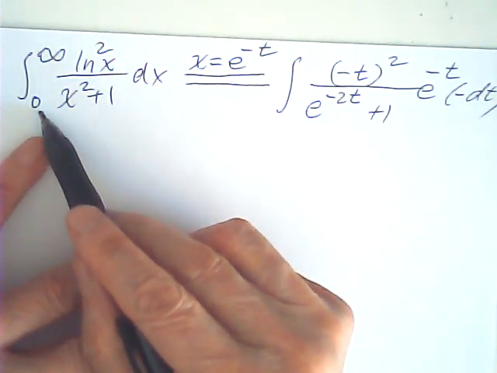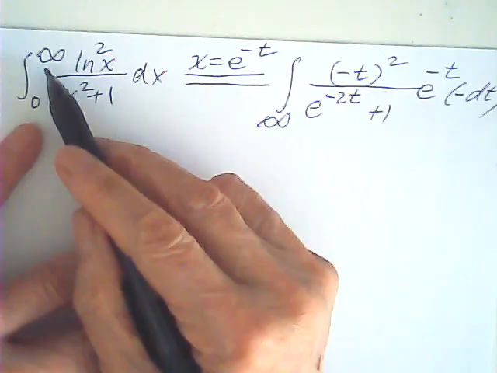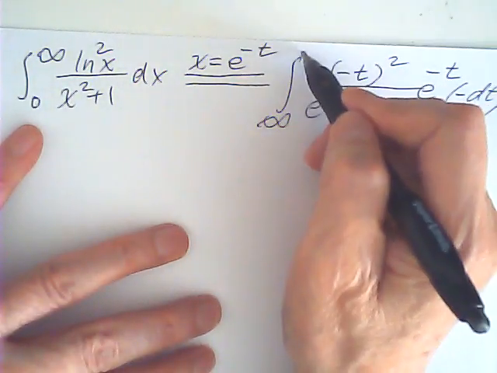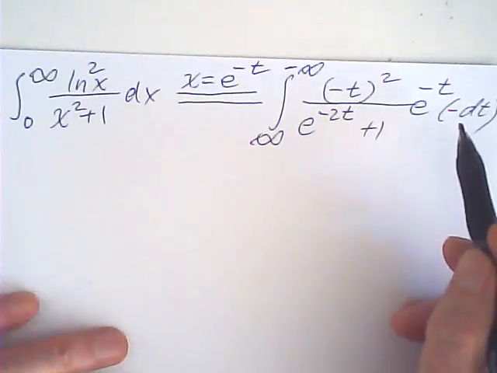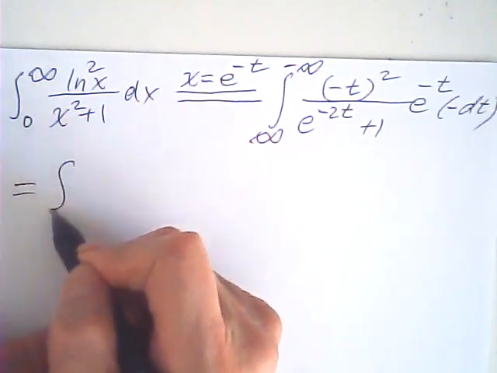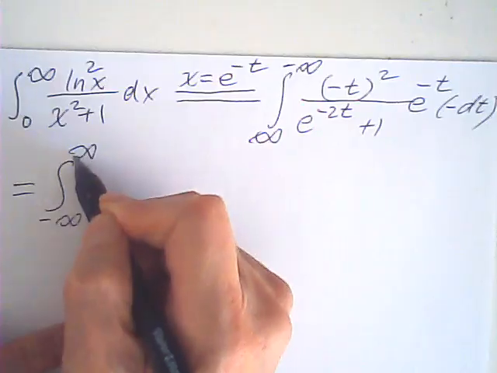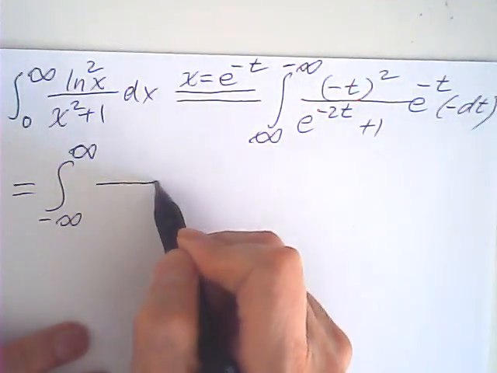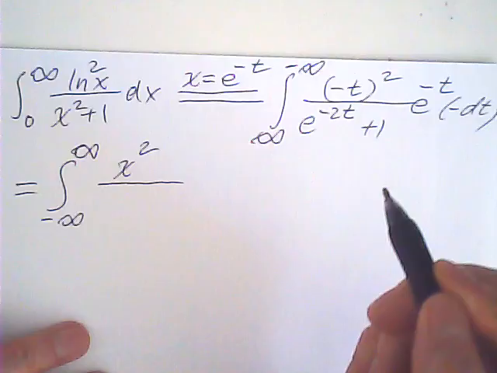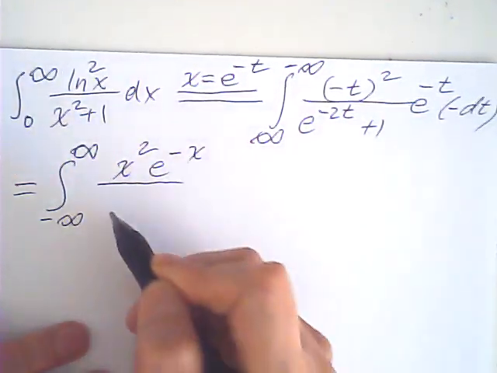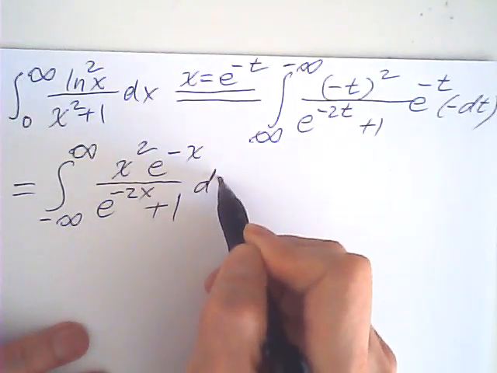When x equals 0, t is infinity. When x is positive infinity, t is negative infinity. Then I'm using this negative to switch the order, so it becomes negative to positive. Let me rewrite t as x. So x squared e to the negative x over e to the negative 2x plus 1 dx.